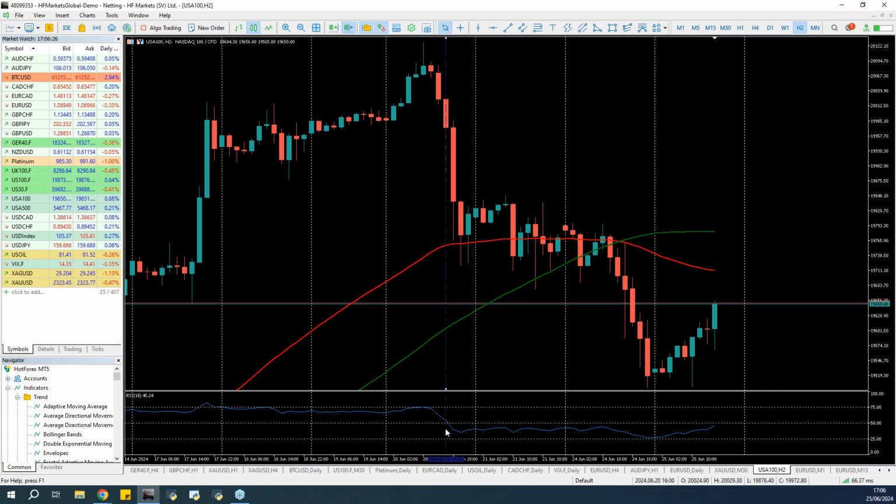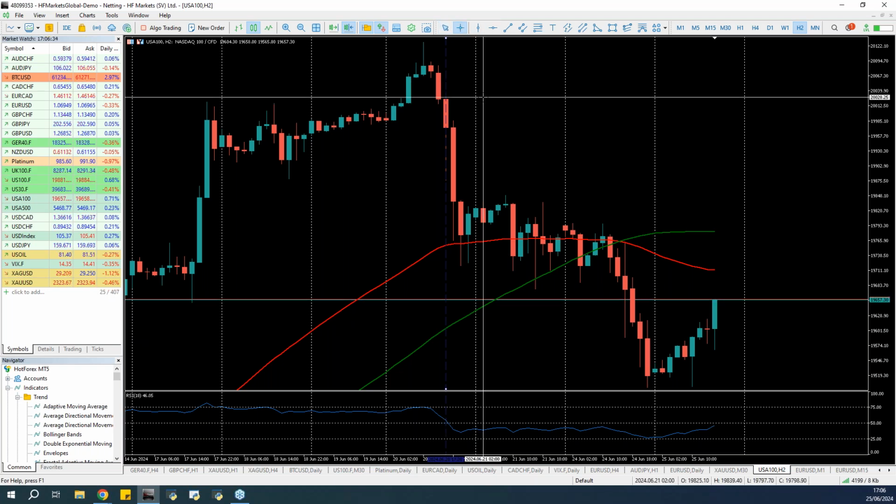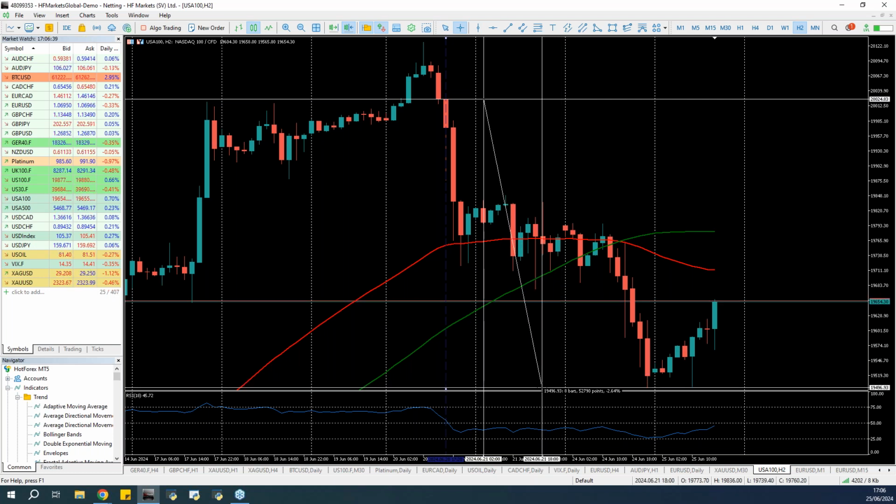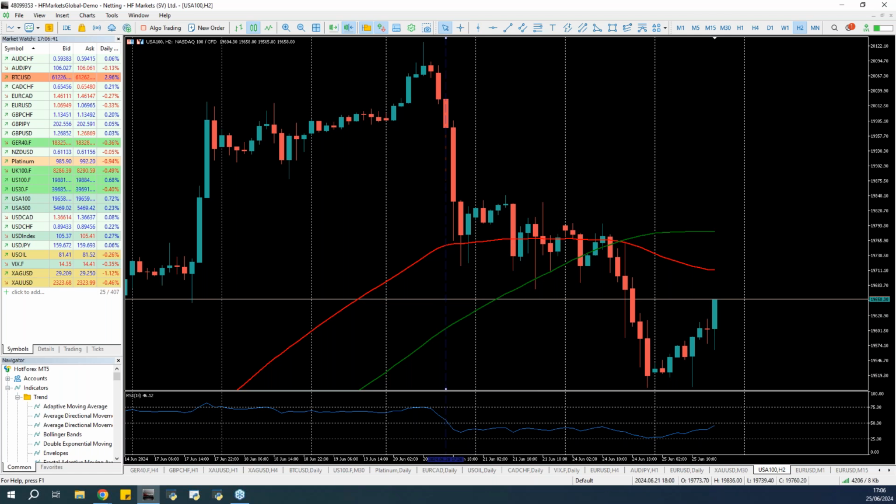The RSI declined below 50 here, which is below the neutral, into the area where sellers are controlling the market. Since that candlestick, ladies and gentlemen, the price declined by 2.65%. So we're looking at a very strong decline there. So again, this is just showing you the strength of this setup.